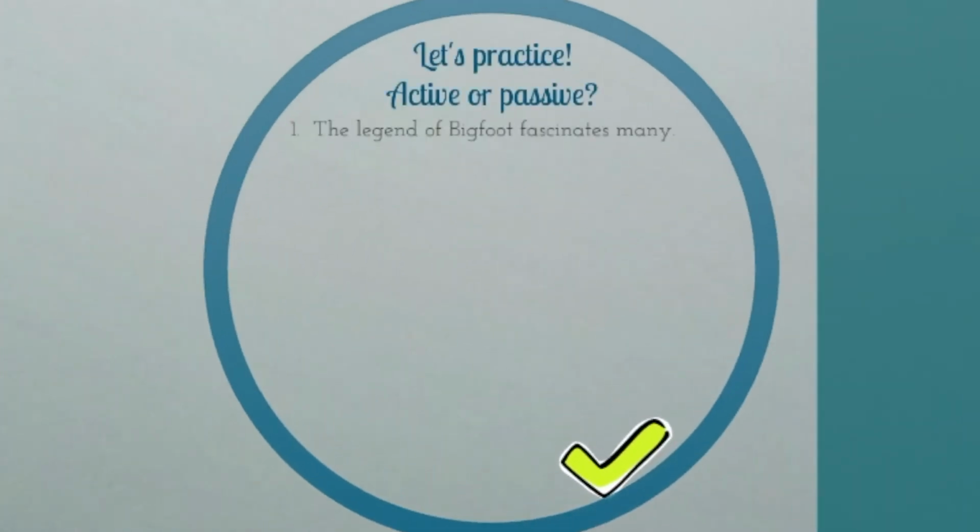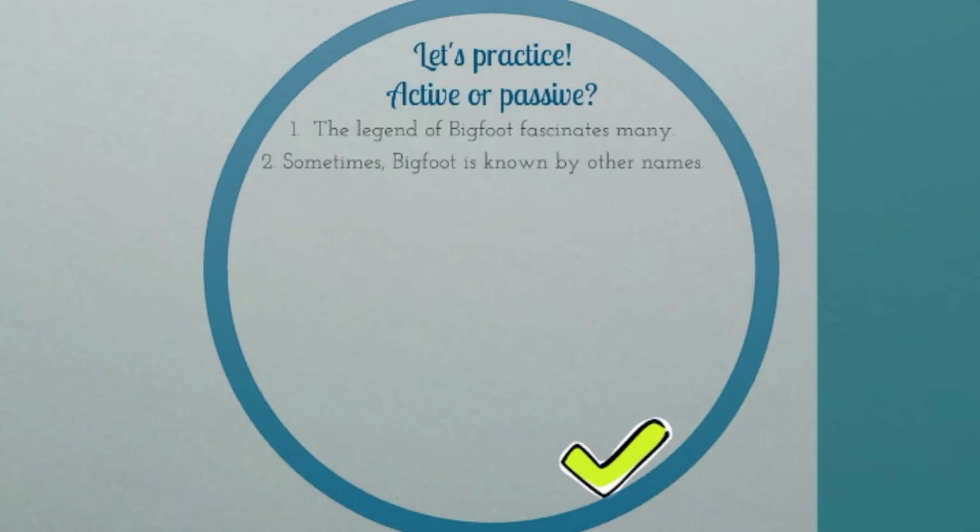Let's practice. Active or passive? Number 1: The legend of Bigfoot fascinates many. Look for the subject, the legend of Bigfoot. Look for the verb, fascinates. Is the legend fascinating people? Yes, here the subject is doing the action. That means it's active voice.